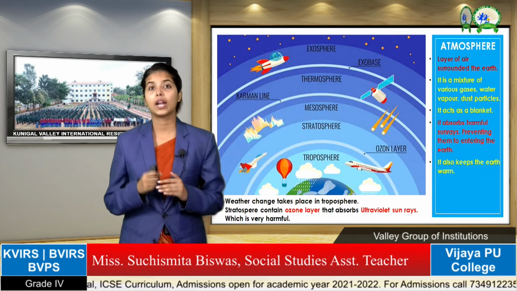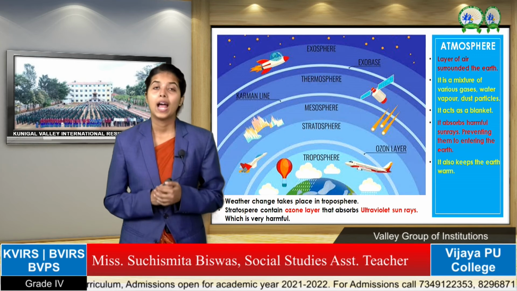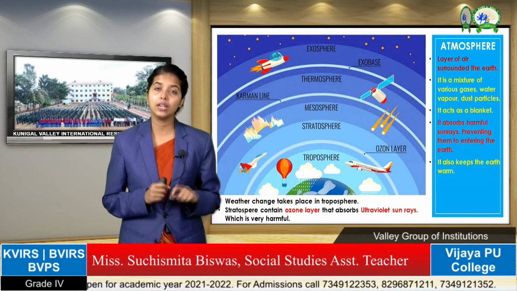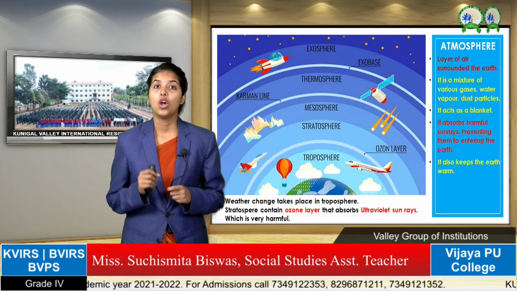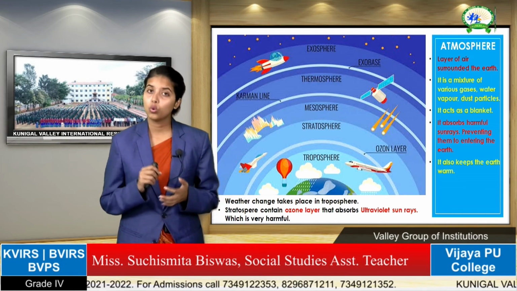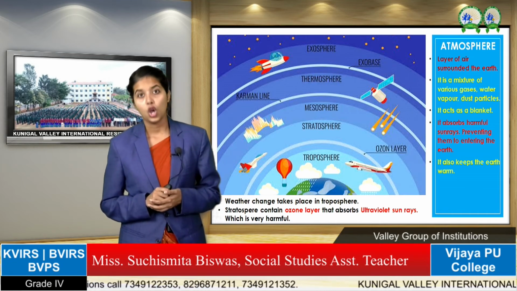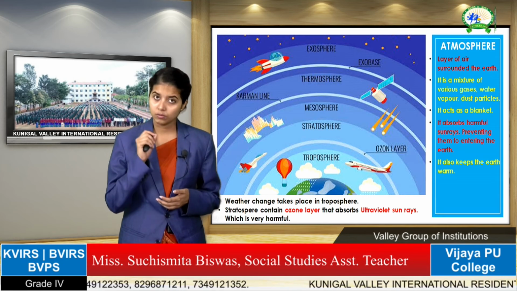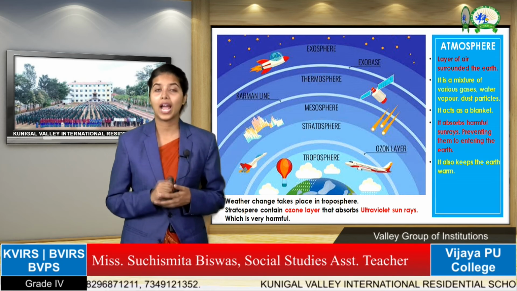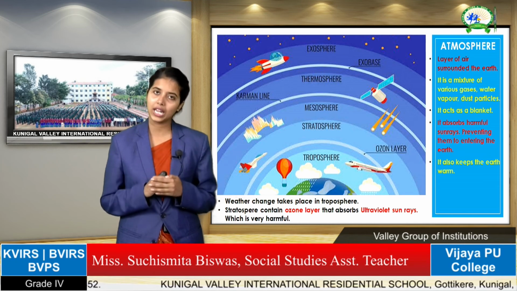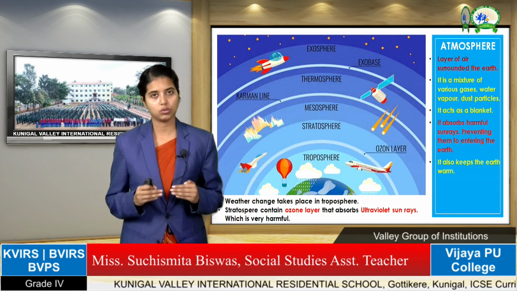Above that we have the stratosphere. And what is the importance of the stratosphere? The stratosphere contains the ozone layer. And what is the ozone layer? The ozone layer is the layer that actually protects us. So that is the importance of the stratosphere, and in which layer does the ozone layer form or ozone contain? That is the stratosphere.